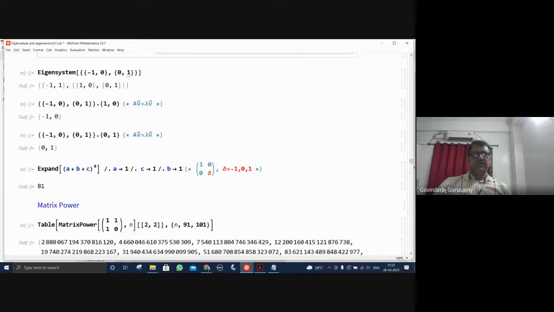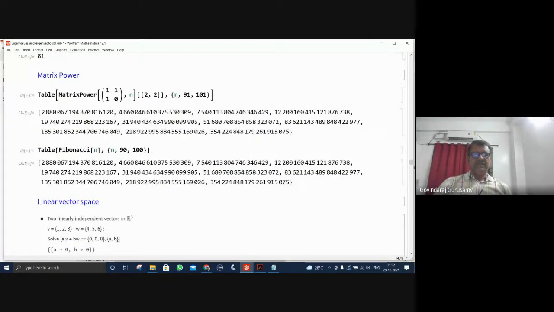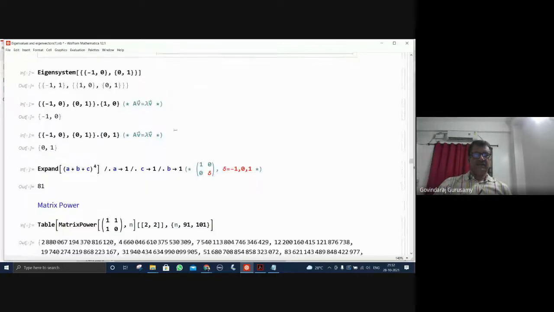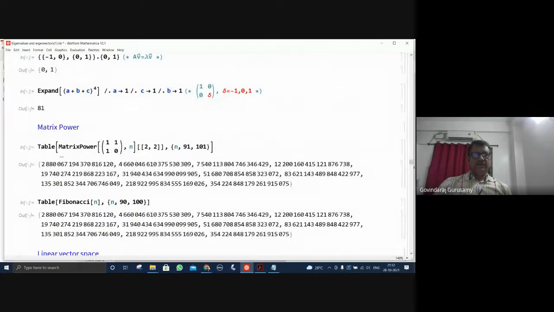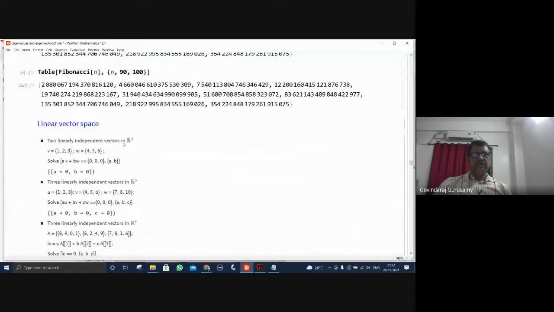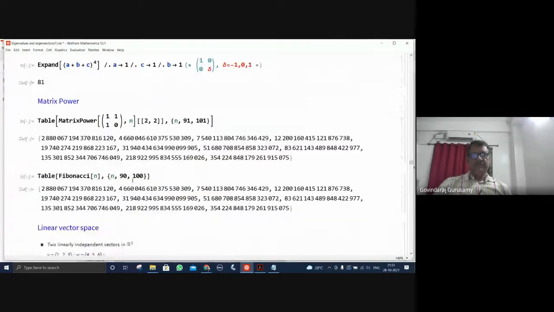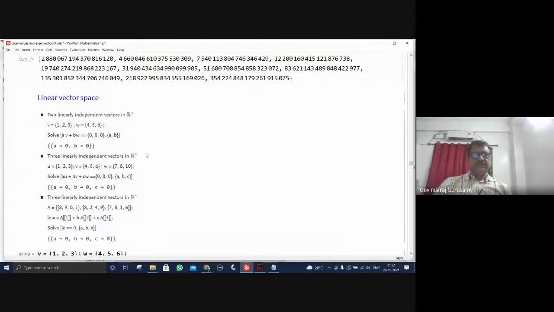And in which you can look at the eigenfunction, eigenvalue, which is a special value. We'll see that a little bit after that. So this is the transformation of these coordinates. And then you have, of course, matrix powers, which I have given here, power of the matrix. Linear vector space, what you have.